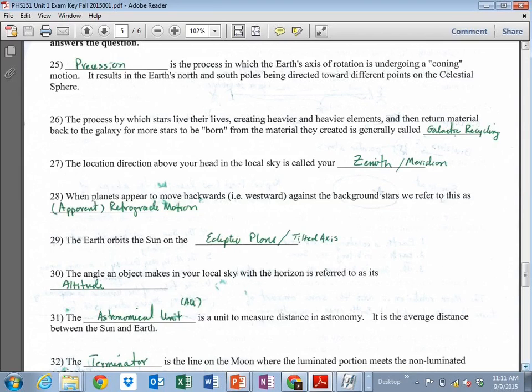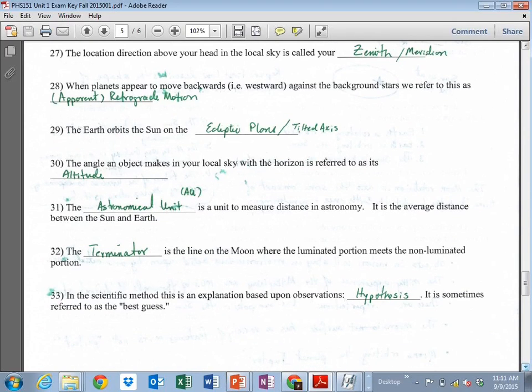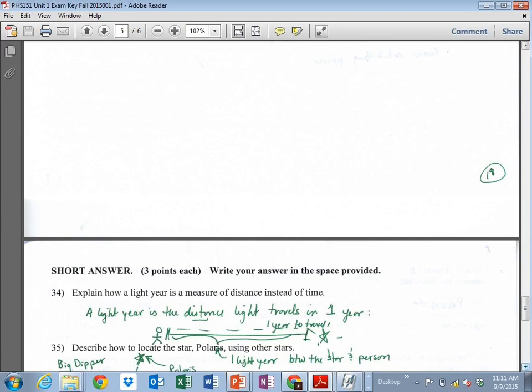Question 30, the angle an object makes in your local sky with your horizon is called the altitude. Question 31, I was after astronomical unit as the average distance between the Earth and the Sun. Question 32, the terminator is the line on the moon where the dark part of the moon and the light part of the moon meet. And the last one, hypothesis, is your best guess in the scientific method that explains your observations.